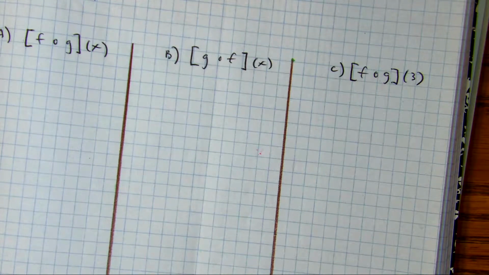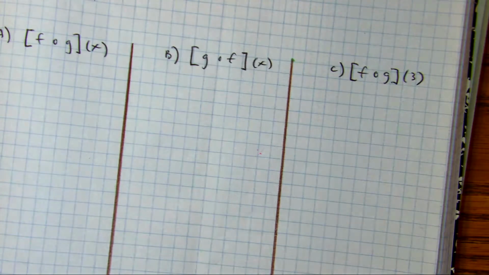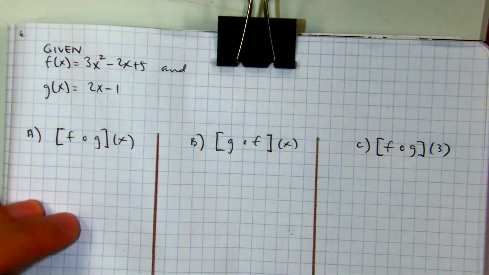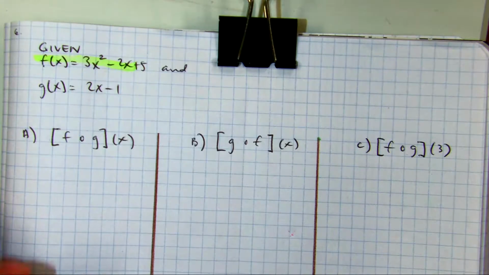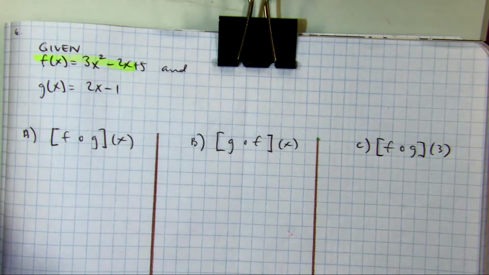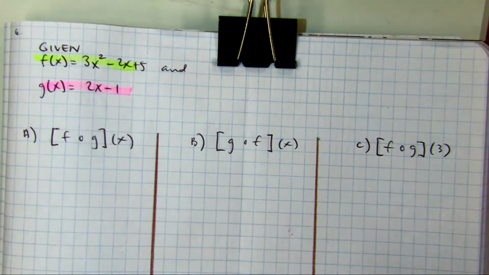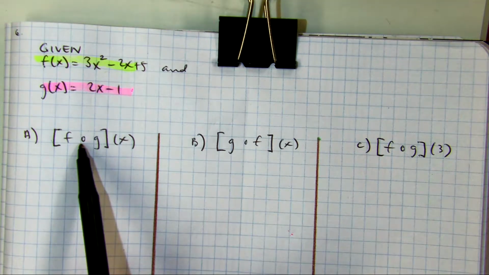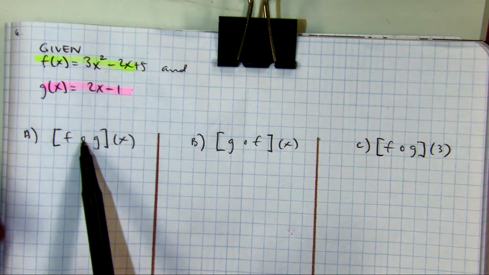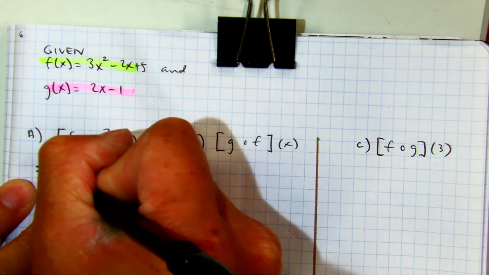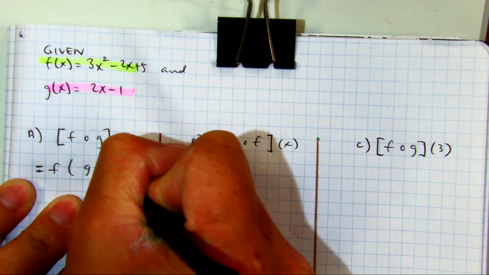Let's go over this. Given f of x is 3x squared minus 2x plus 5, and g of x is 2x minus 1. We've been working with composite functions. F circle g here is not an O, and it's not a multiplication. Hopefully you wrote it in a student-friendly way, f of g of x.